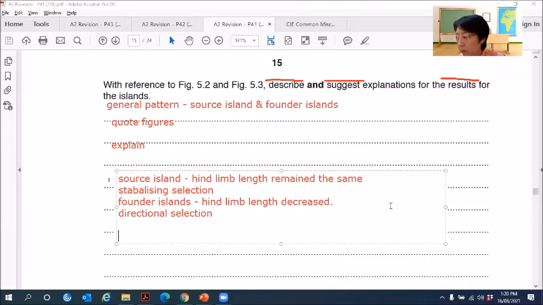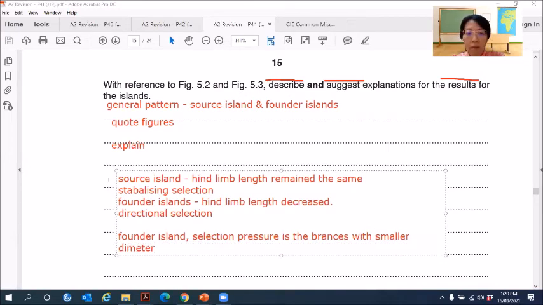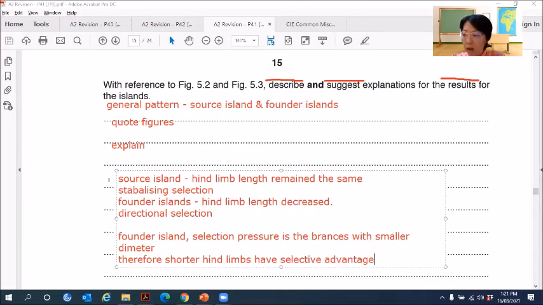There are many things you can explain here. So in the founder island, that's what you want to explain. In the founder island, the selection pressure is the branches with smaller diameter. So therefore, shorter hind limbs have selective advantage. You can write selective advantage or they are selected for. These two terms you can use, either selective advantage or selected for; both are acceptable in the exam as the keyword. So selected for survival, okay?